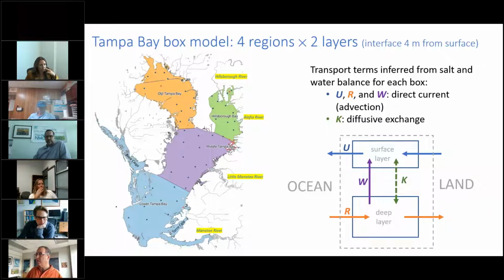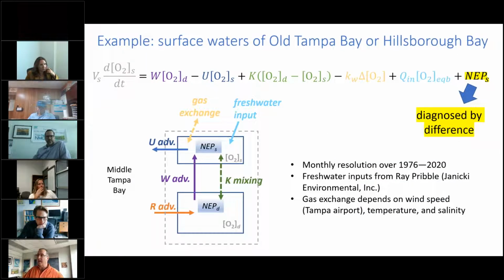And if you go to the next slide, Maya, you can see the results of that. Well, hang on, I guess I'm not going to do that yet. First, I'll give you those results in a second. And now I'll tell you, once we get those transports, we can make an oxygen budget. So this is the only equation I'll show here. And I'm giving an example for either Old Tampa Bay or Hillsborough Bay, which only exchanges with one other system, and that's Middle Tampa Bay.